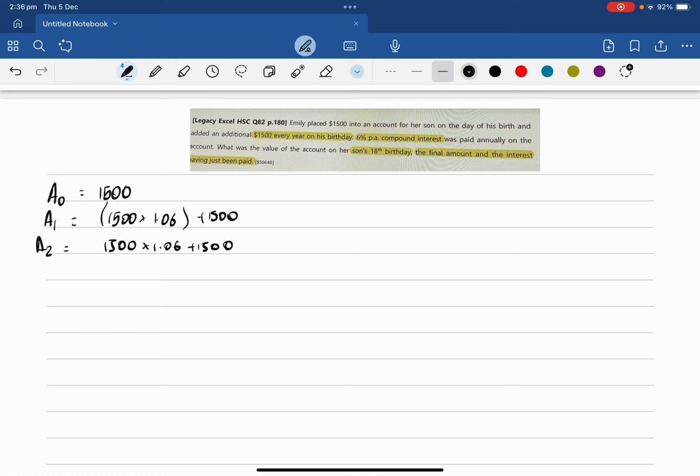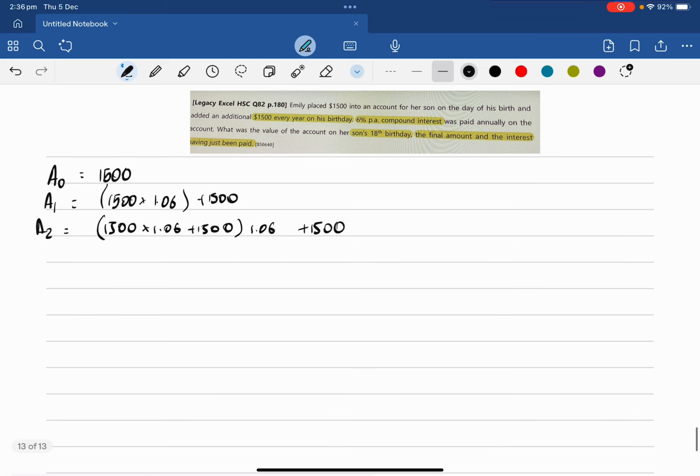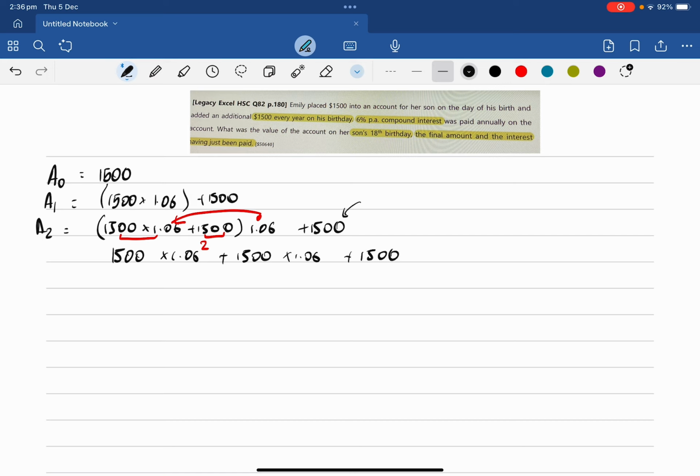This is the amount at the first year, and this gets multiplied by 1.06 because that was the interest, plus there's another $1,500. When we multiply it in, we will get 1,500 times 1.06 squared. See how when you take this and multiply it here, this is one term and this is the other, because it's separated by the addition. When you multiply it here, it becomes squared, plus 1,500 times 1.06 normally, and there's an additional 1,500 at the end.